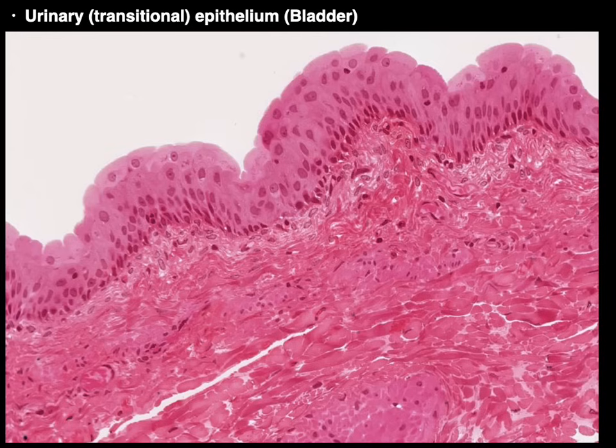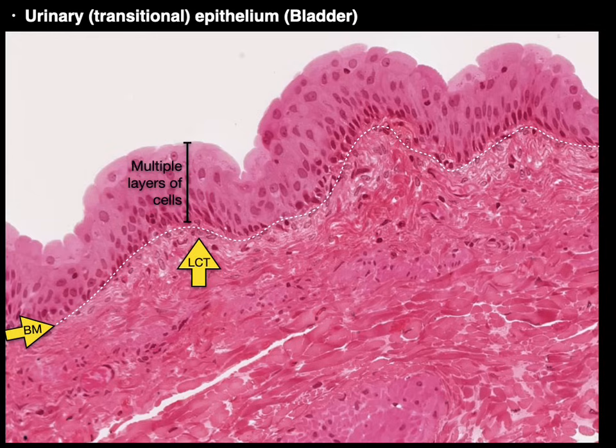So here's an H&E stain where there's the basement membrane right there, and there are multiple layers of cells with the loose connective tissue deep to the basement membrane, the basal layer of cells and the apical layer of cells, and they're dome-shaped, and that's where the urine is. Okay?